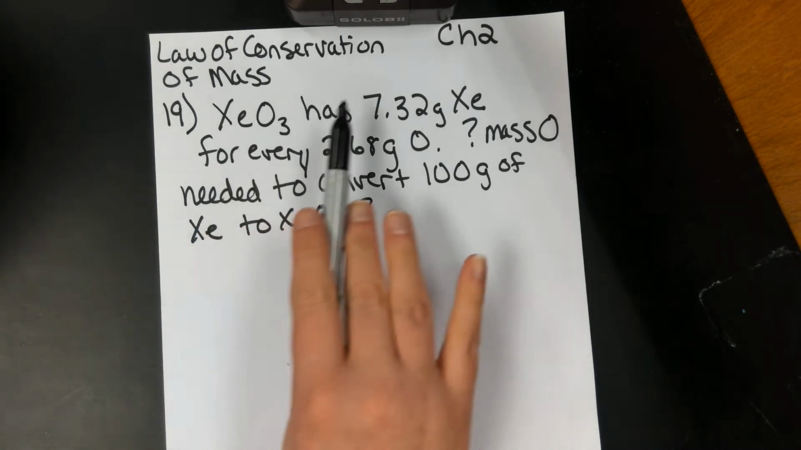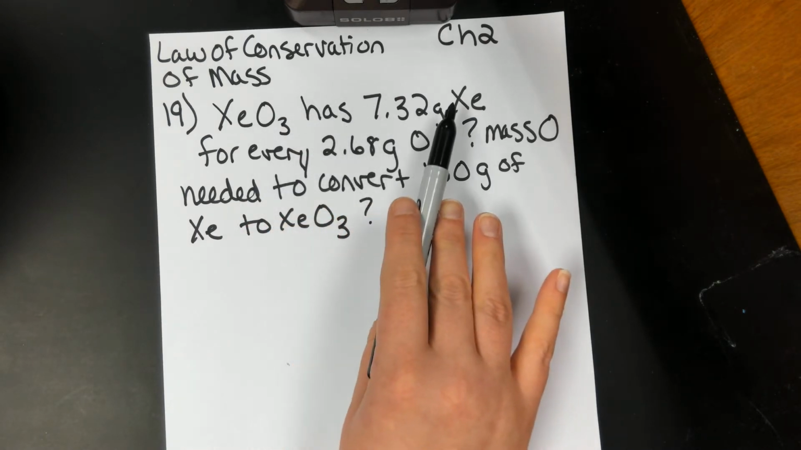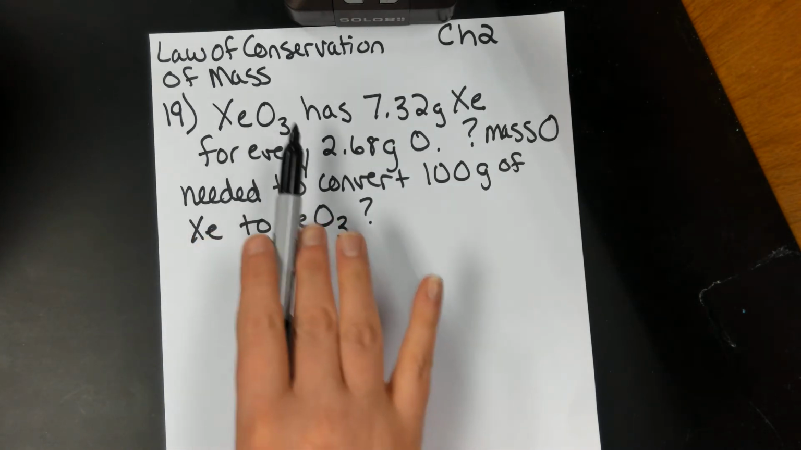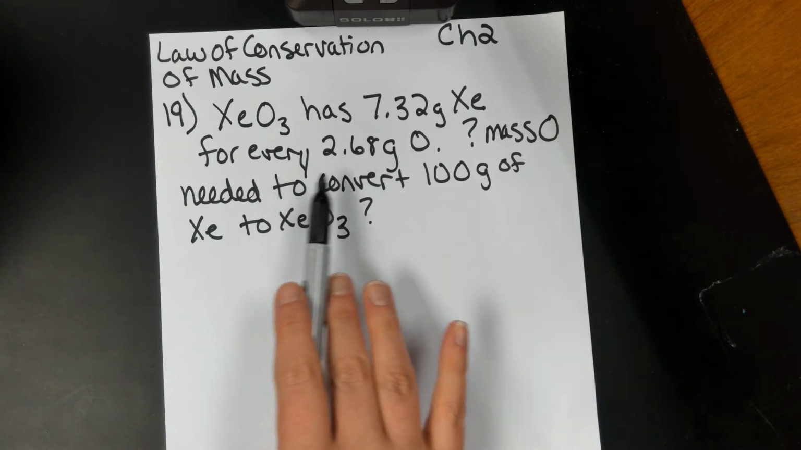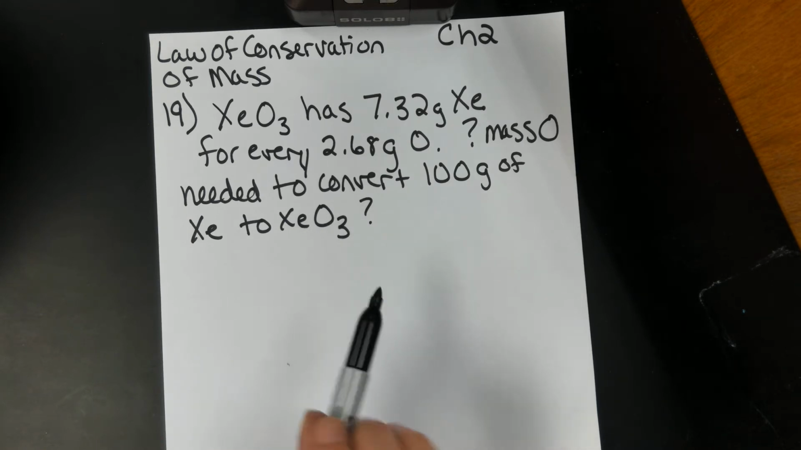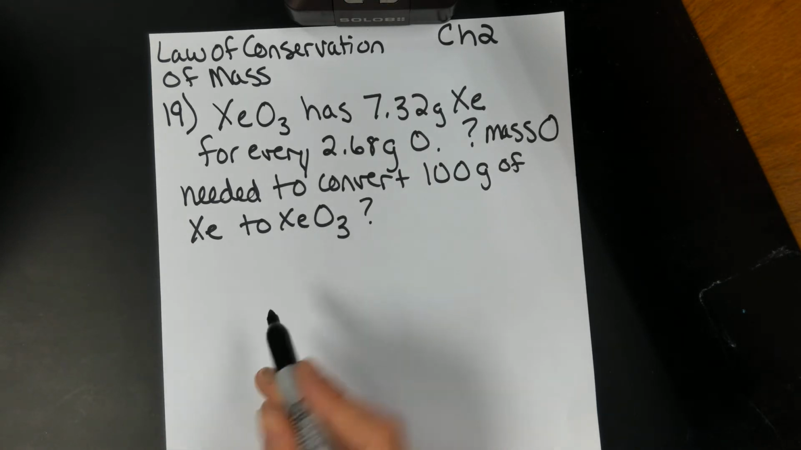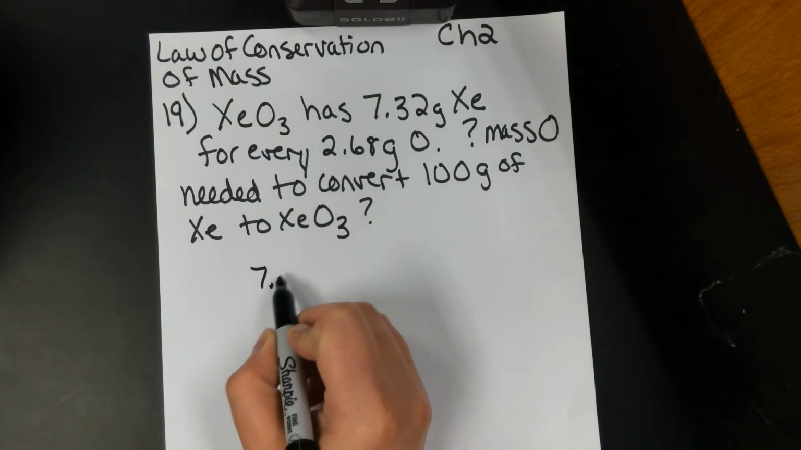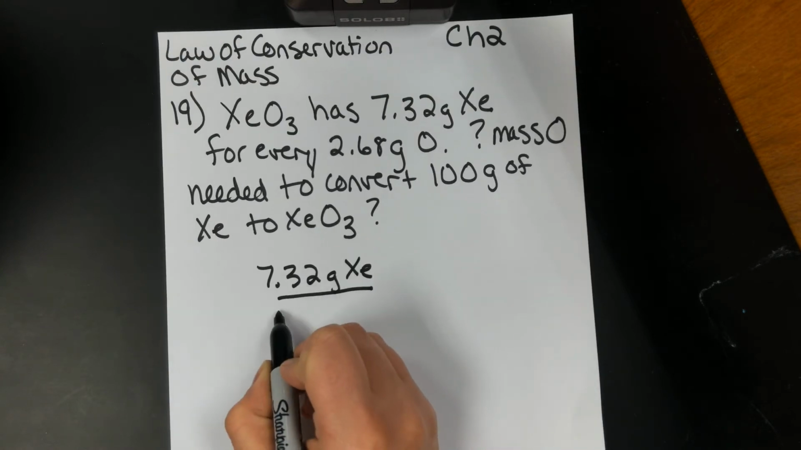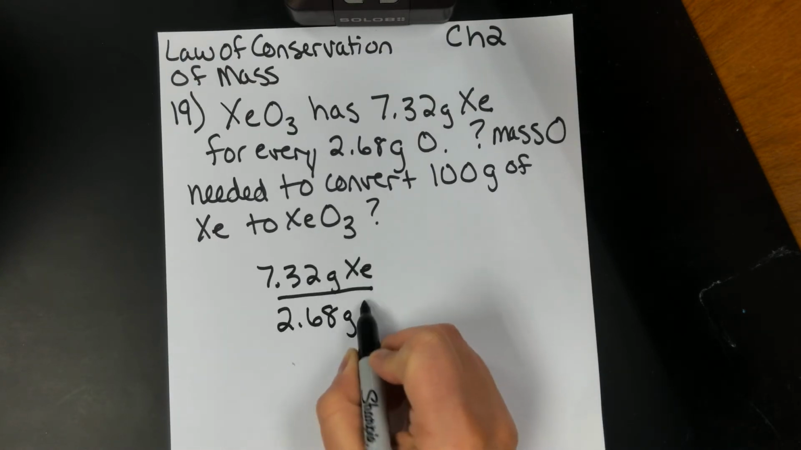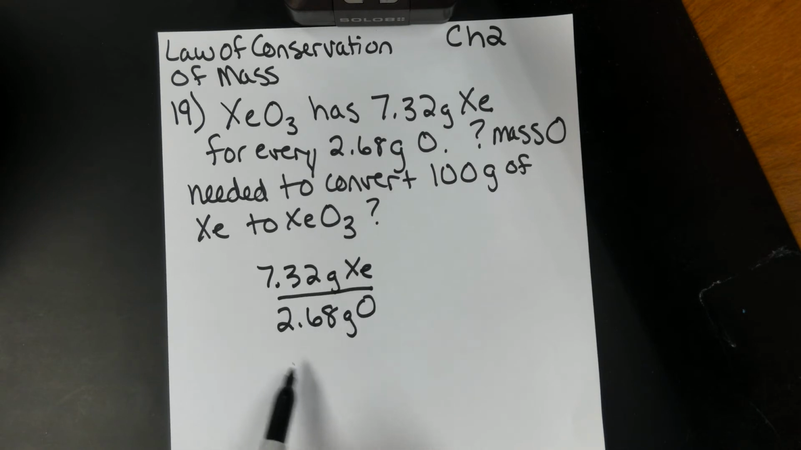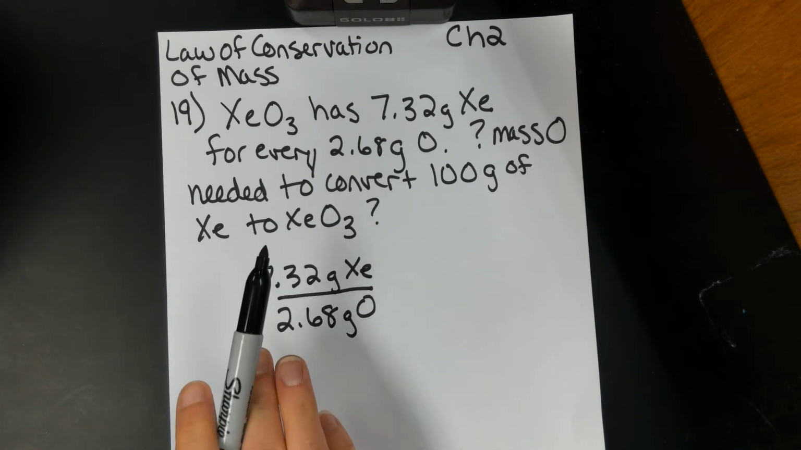And it looks like we have 7.32 grams of xenon for every 2.68 grams of oxygen in this compound, right? I need to know the mass of oxygen needed to convert 100 grams of xenon to xenon trioxide. So we could think of this as a ratio. So sort of like 7.32 grams of xenon for every 2.68 grams of oxygen, right? This is a consistent ratio. You're going to see this consistently when you are in the xenon trioxide compound.